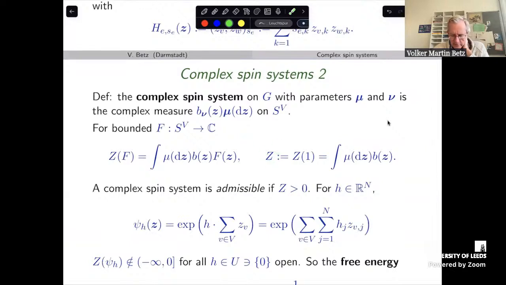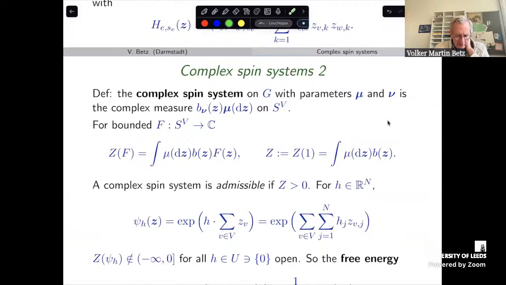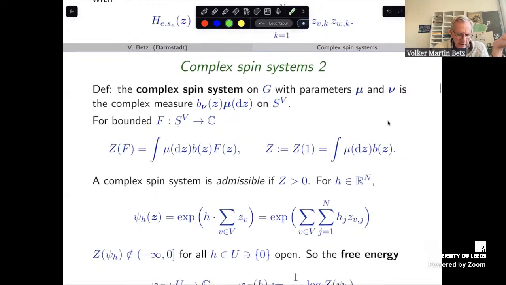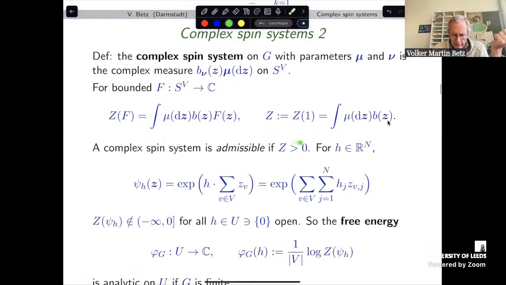Z is the partition function. It's just what this thing is when I integrate it with respect to the spins. And Z of F is if I integrate it with respect to a function. So it's just a number. It's just a way to write it. You could write it with angled brackets or something. This is in principle a complex number, but in many cases it's actually a positive number. And if this is the case, I will call it admissible. I will give you a few examples very soon. For the moment, we just mimic everything that we know from the Ising model.